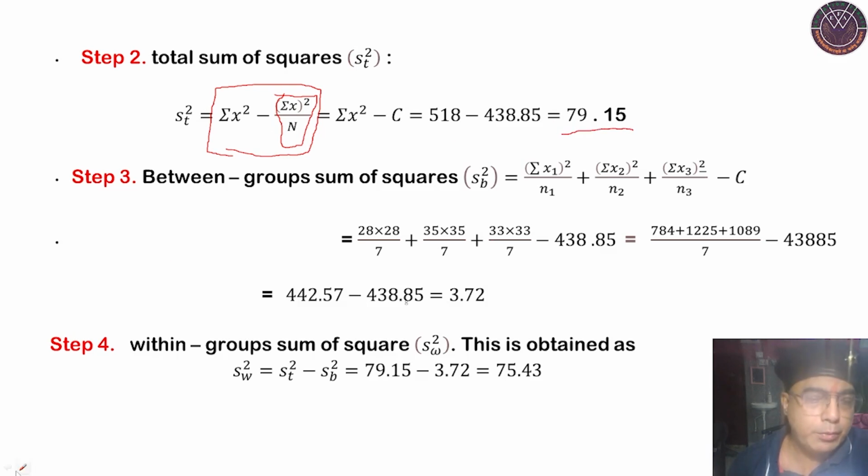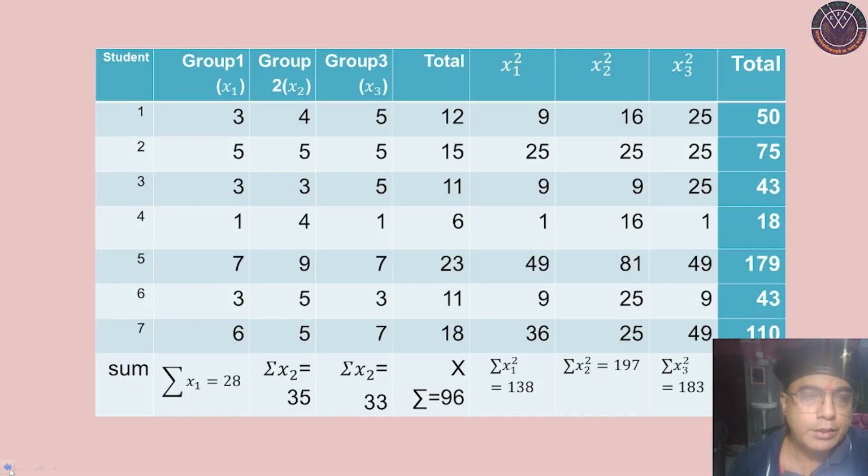Let us see the table, you will be able to understand from there. Just try to see this, square this term: 3 square is 9, 5 square is 25, 3 square is 9, 1 square is 1. In this way, 7 square is 49, 3 square is 9, like this. These are all the square terms. Similarly for the second column, square terms are there. So you add all these.